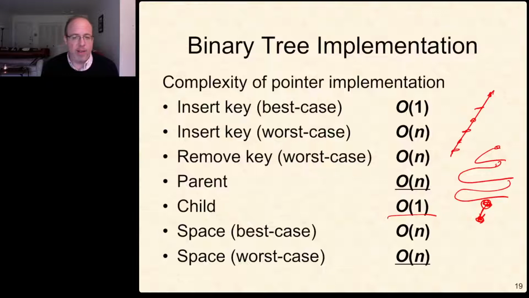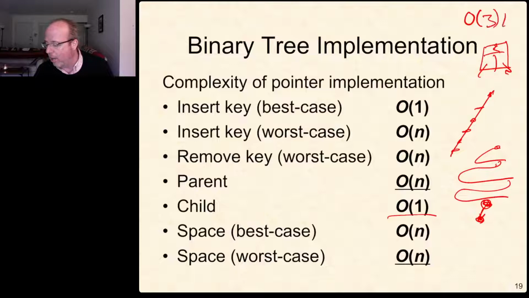Child is constant. The space in the best case is linear because we're going to represent every element with 3 items, and O of 3 per element is O of 1 per element. There are n elements. That gives us linear space in the best case and in the worst case because the representations are exactly the same.